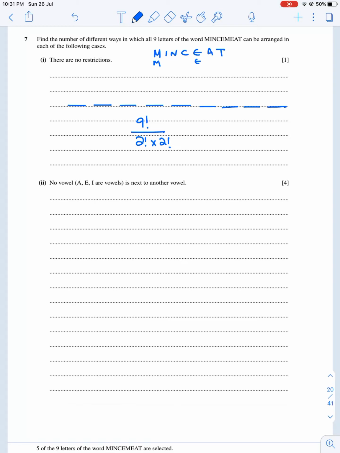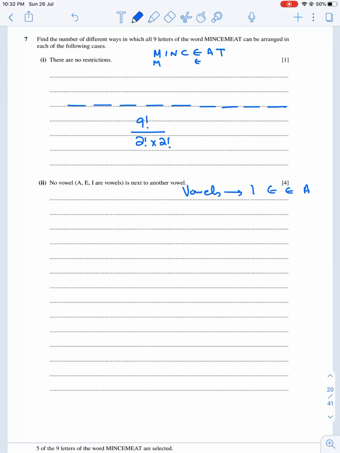The second part is no vowel, A, E, I are vowels, is next to another vowel. That means you want the vowels to be separated. First of all, we need to figure out how many vowels there are. You've got 1 E, I, then you've got 2 E's, and then finally you have 1 A. So you've got 4 vowels. You want the vowels to be separated.